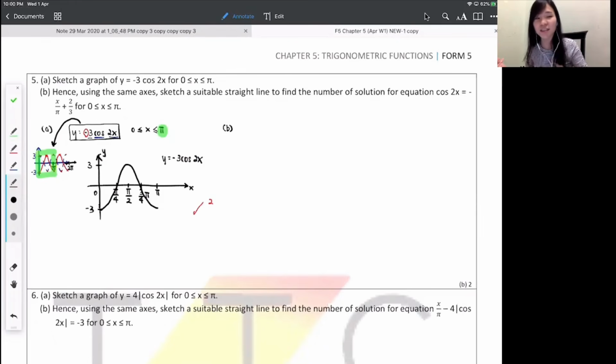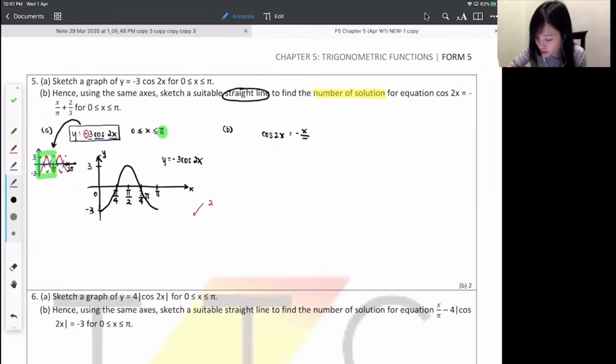Or 5 marks. So hence, using the same axis, sketch a suitable straight line. So again, a straight line, yeah? To find the number of solutions. Can you see number of solutions? Again, how many intersection points for the equation? Let me write down the equation for you. So this is how the equation looks. And you know this equation is not a straight line equation. I repeat why: because a straight line equation should have y, and I don't have y now. So how do I get a y now, my dear?